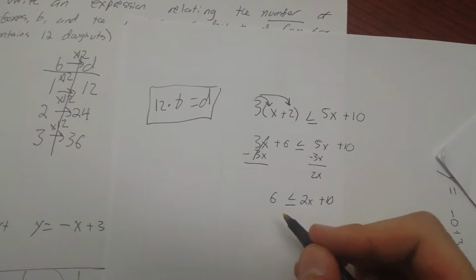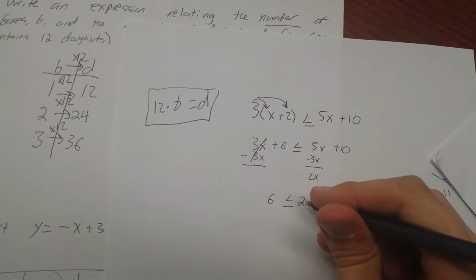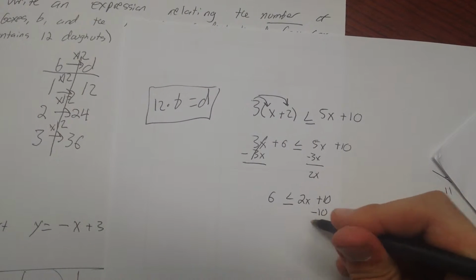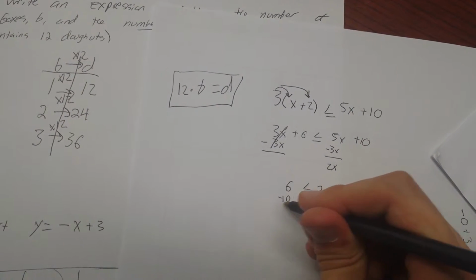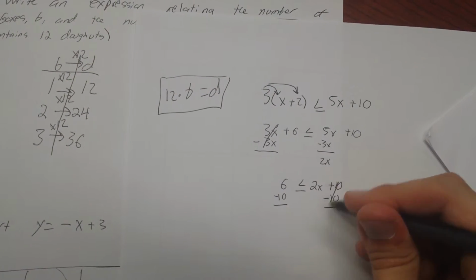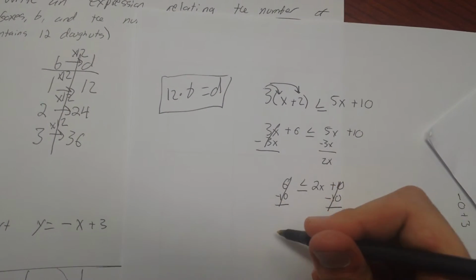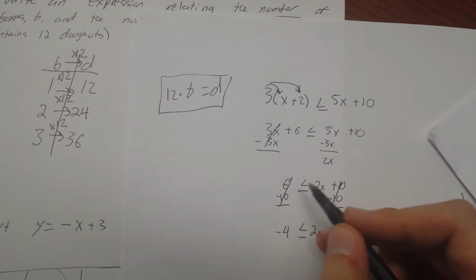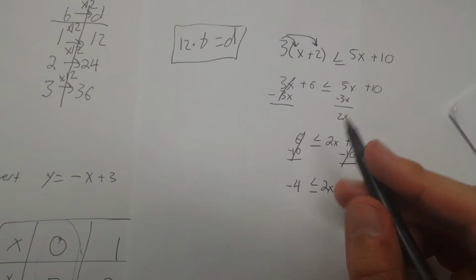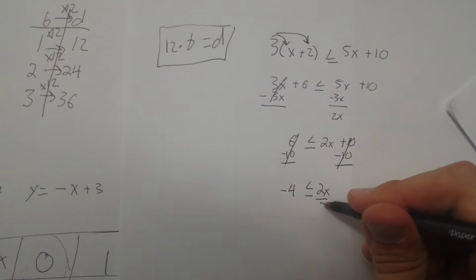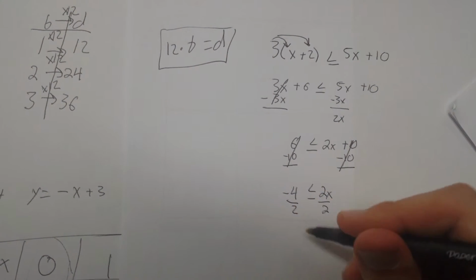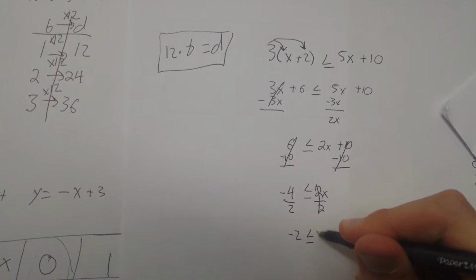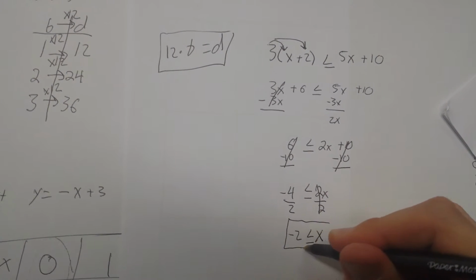Almost done. The numbers need to get on the other side. So since the x's are on this side, I'm going to move the numbers to the other side. Subtract 10, and we also have to subtract 10 from this side. So 10 minus 10, 0. 6 minus 10, negative 4. Hold the inequality, hold the 2x. Almost done. We just need to divide by 2. Divide by 2. That cancels. Negative 4 divided by 2 is negative 2. So x is greater than or equal to negative 2.